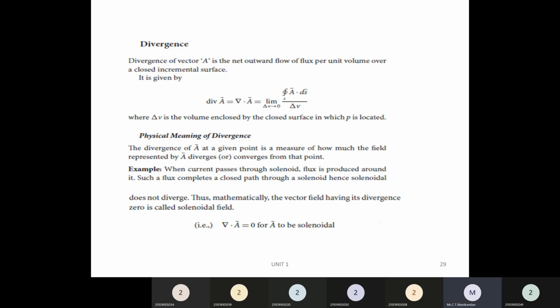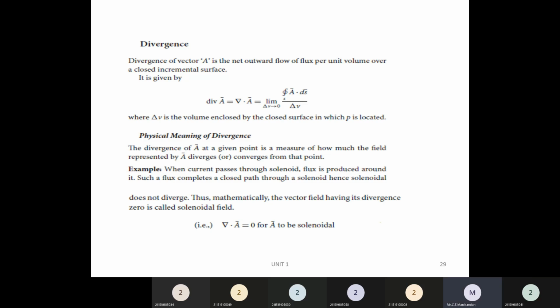In a pure solenoid, the fluxes should not diverge. They should form closed paths. We say that the divergence of the fluxes is zero there, so all the fluxes will be flowing in closed paths.